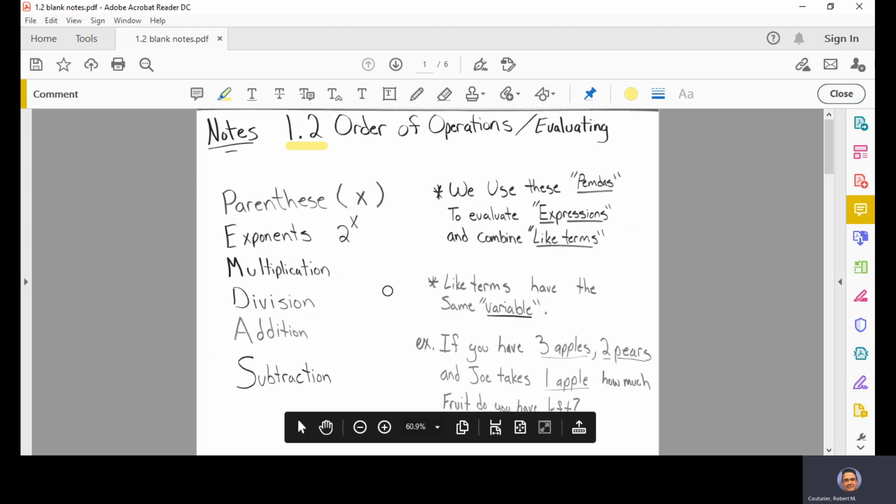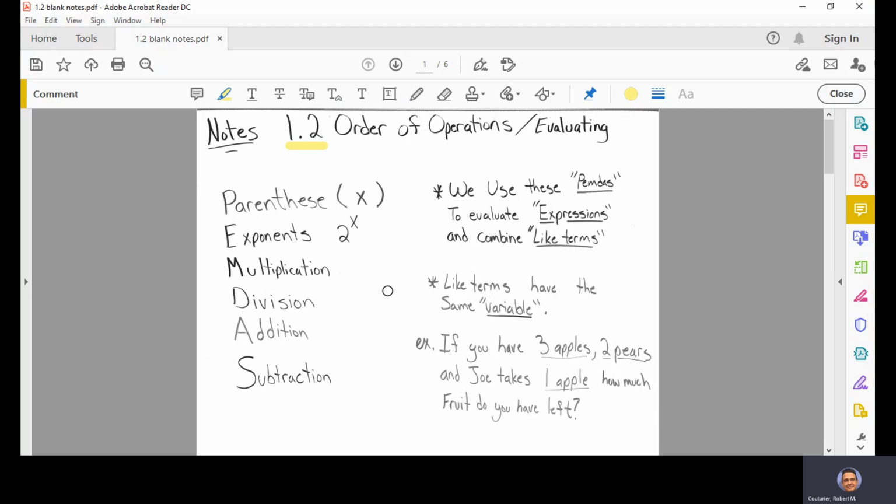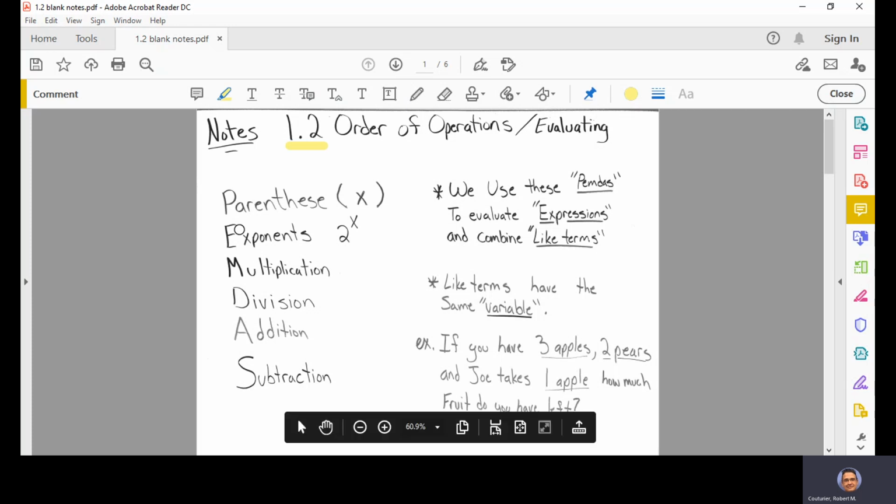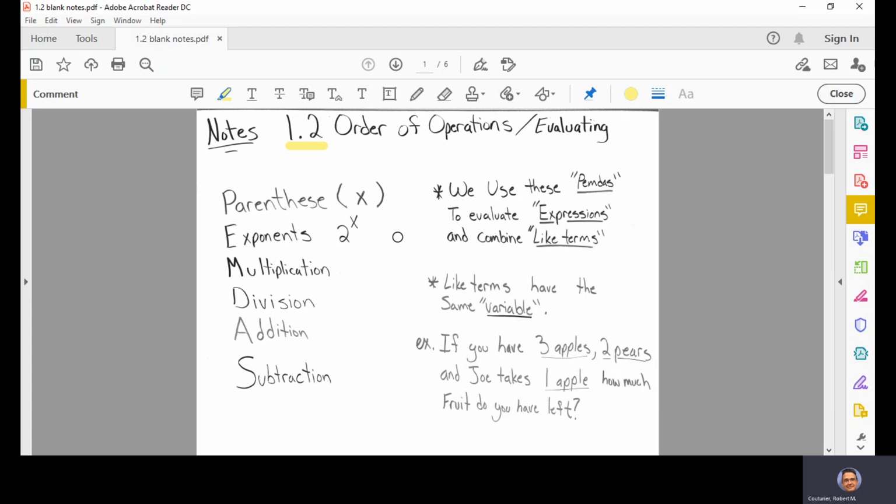So we're going to have problems where there's going to be multiple steps to it. Well, where do we start? We have to start somewhere to get to the end. We use this chart here, PEMDAS: parentheses, then exponents, then multiplication, then division, addition, and subtraction. Okay, so what's really key here is you're going to see we use PEMDAS, like I just said. It's used to evaluate expressions. Then as we start to evaluate them, we have to combine like terms. Like terms have the same variable.